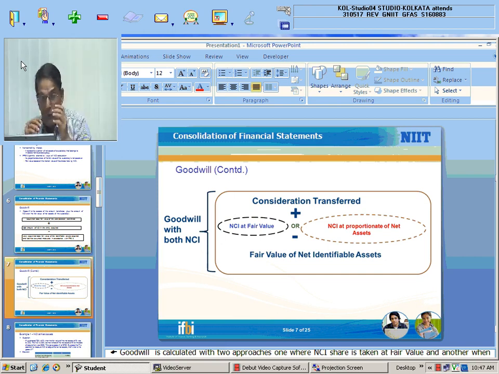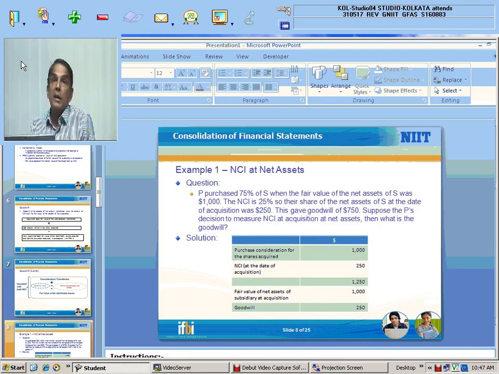Let's look at this example. NCI at fair value of net assets. P purchased 75% of S when the fair value of the net assets of S was 1,000. The NCI is 25%, naturally, the minority shareholders' interest is 25%. So their share of net assets of S at the date of acquisition was 250. That is the calculation of NCI. This gives goodwill of 750.